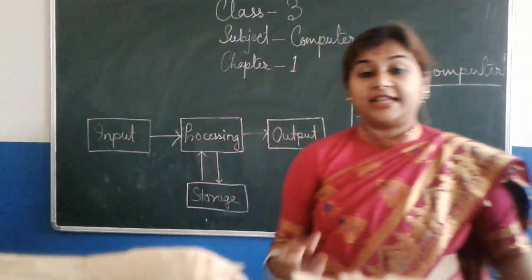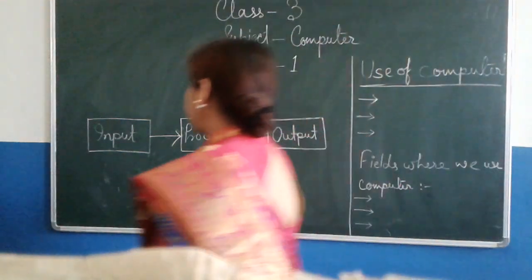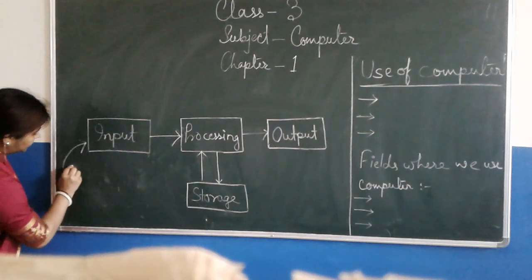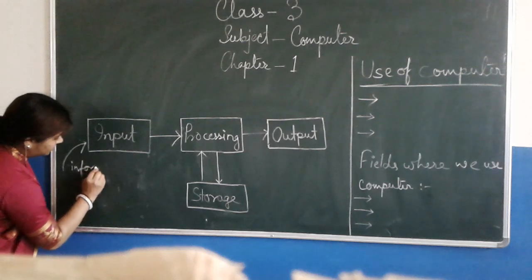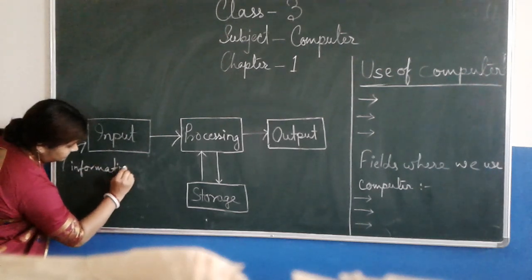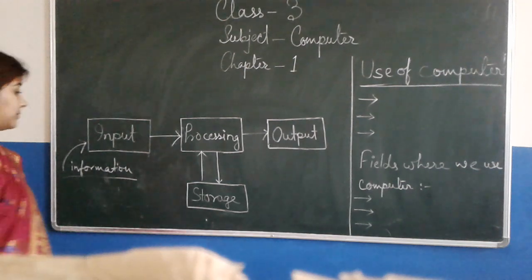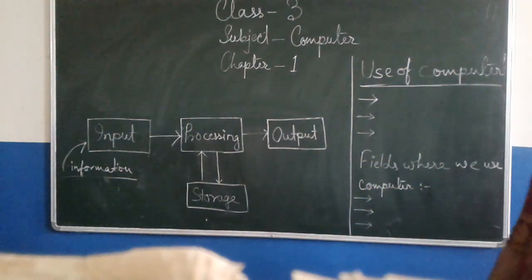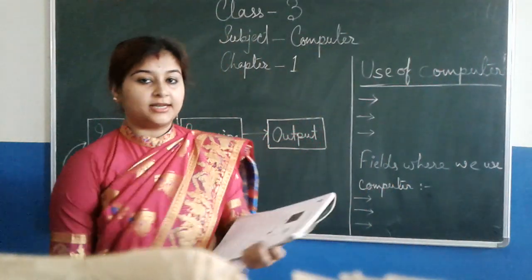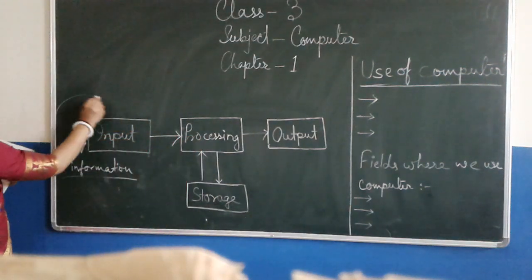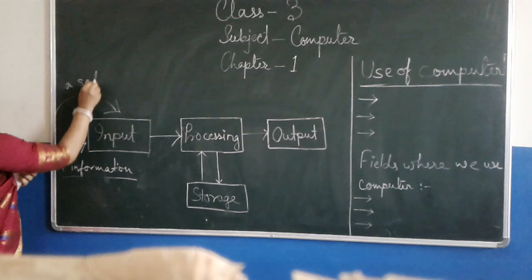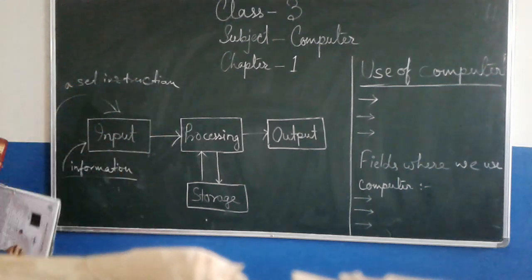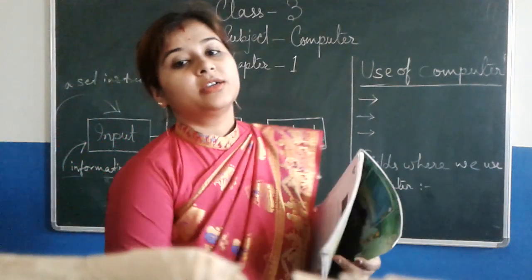Data. The information that you feed to the computer is called data. Program. What do you mean by program? The instructions that a computer uses to process. A set of instructions given by the user are called programs or software.